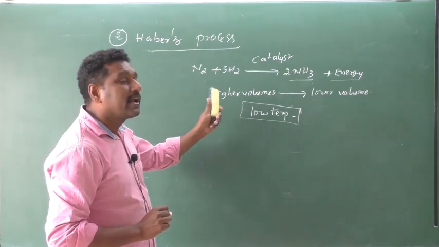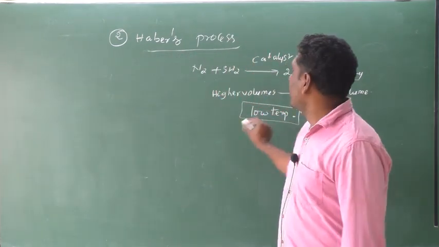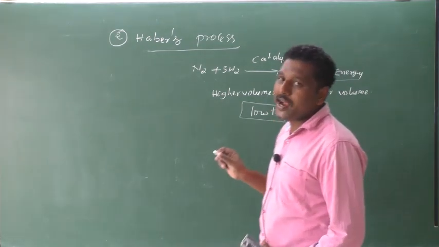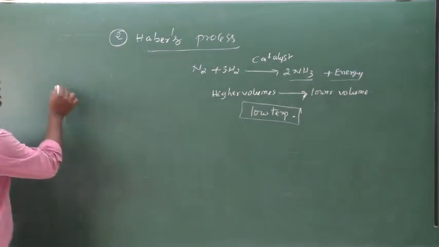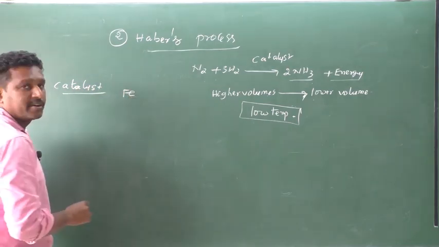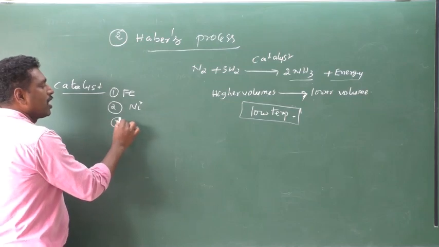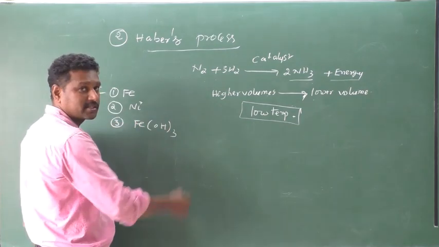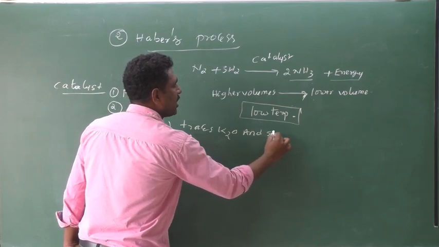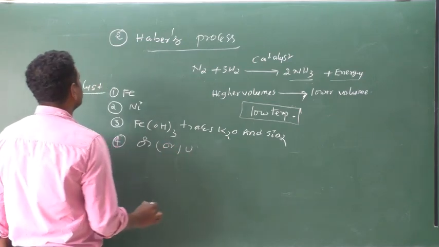Also, the reaction takes place from higher volume to lower volume, so pressure is also applied here. And also a catalyst. Many catalysts are used, but here the catalyst is finely divided iron. Others are finely divided nickel, and ferric hydroxide with traces of K2O and SiO2, and finely divided osmium or uranium. These are also used as catalysts.